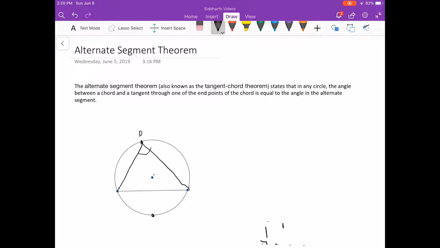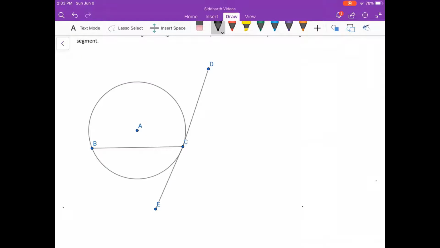Now let's take a point F in the minor segment and connect BF and CF. Now angles BDC and BFC are two angles in the different segments, and we will see later that they are supplementary. As we can see, chord BC is splitting the circle into two segments. Let's call them 1 and 2.